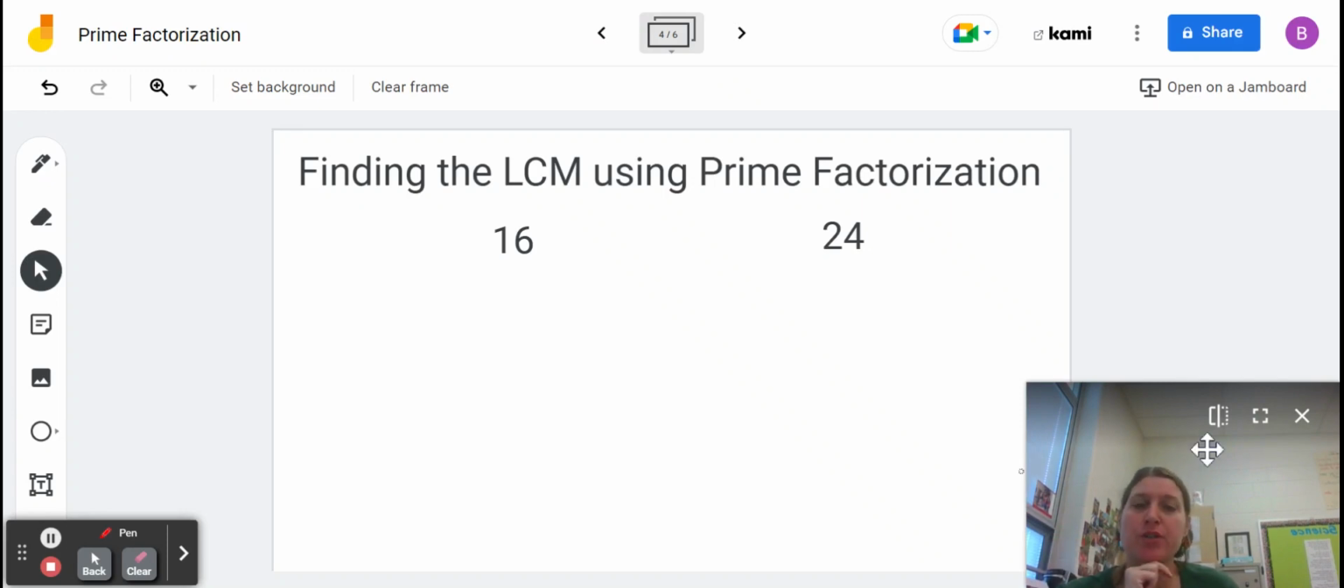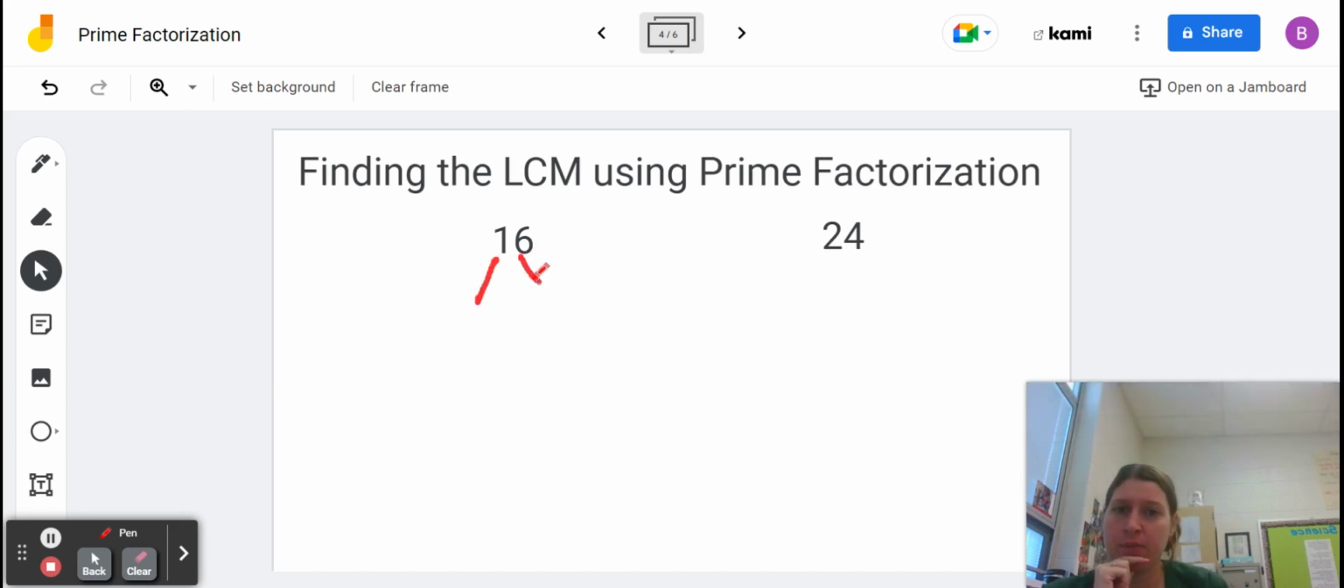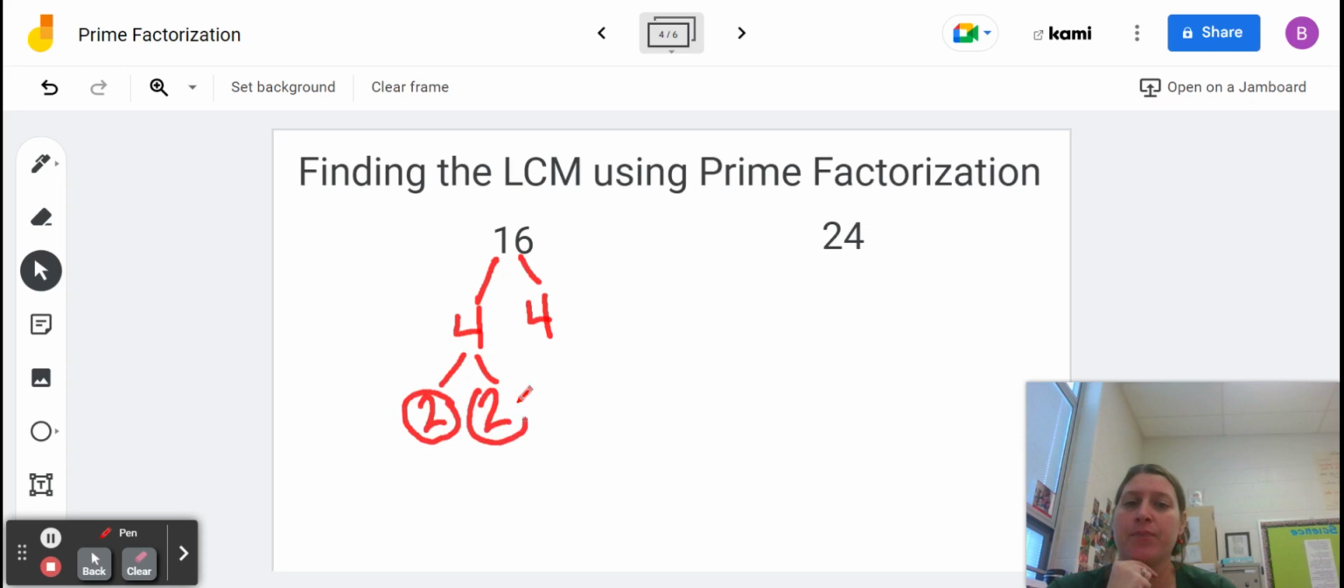What are two numbers I can break apart 16 into by multiplying them together? There are multiple different options. I'm going to do 4 times 4. So I'm going to start 4 times 4. Is either of those prime? No. So I'm going to continue to break both of them apart. So I'm going to start with 4, and I'm going to have 2 times 2. They are both prime, so I'm going to circle them.